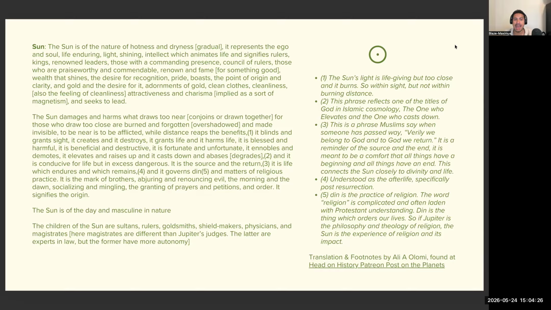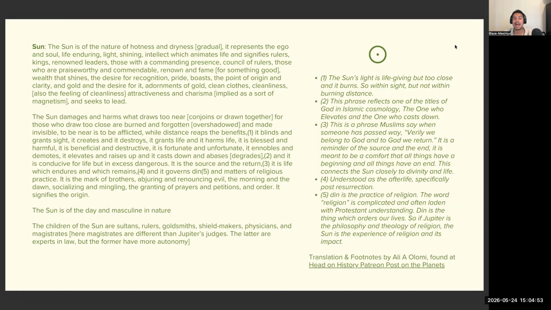It is blessed and it is harmful. It is beneficial and it is destructive. It is fortunate and it is unfortunate. Notice how I'm emphasizing "and" here, because it possesses both of these natures. It ennobles and it demotes. It elevates and raises up, and it casts down, and it abases, and it degrades. And it is conducive for life, but in excess it is dangerous.